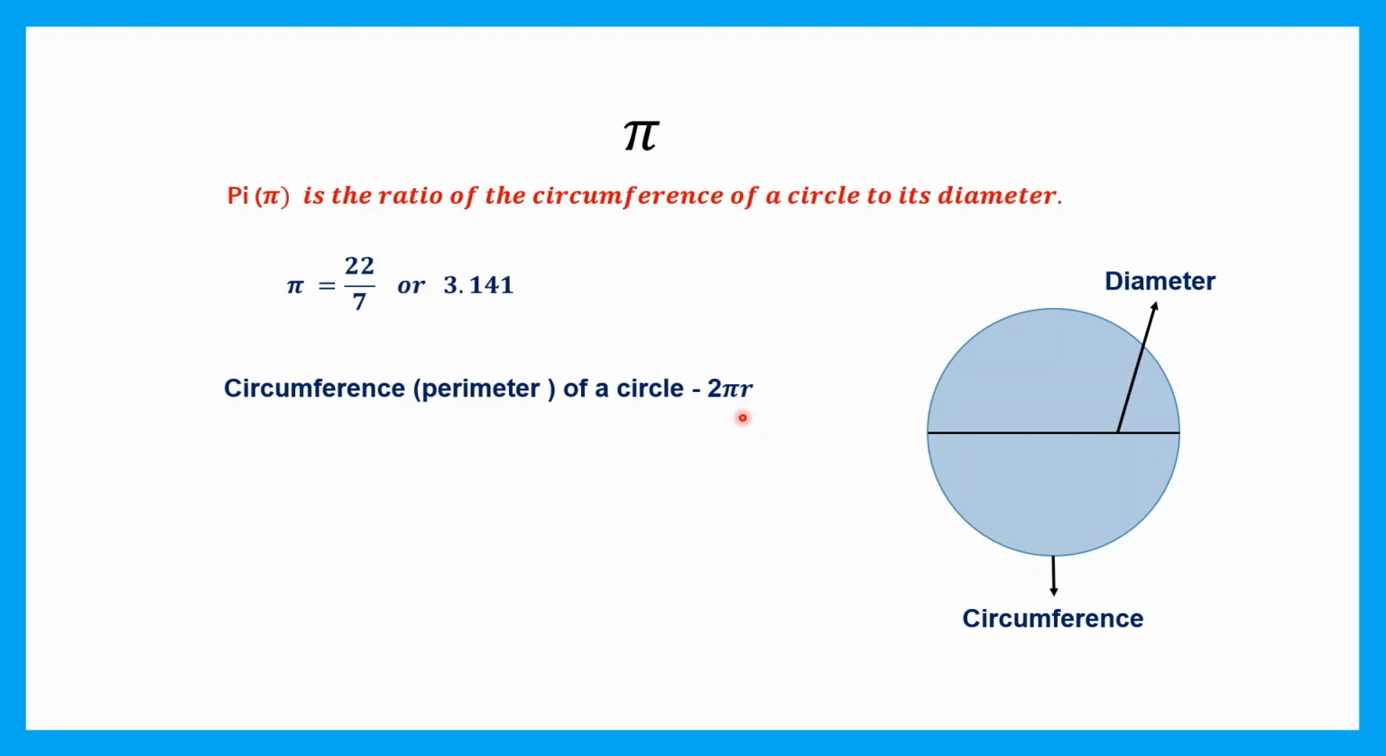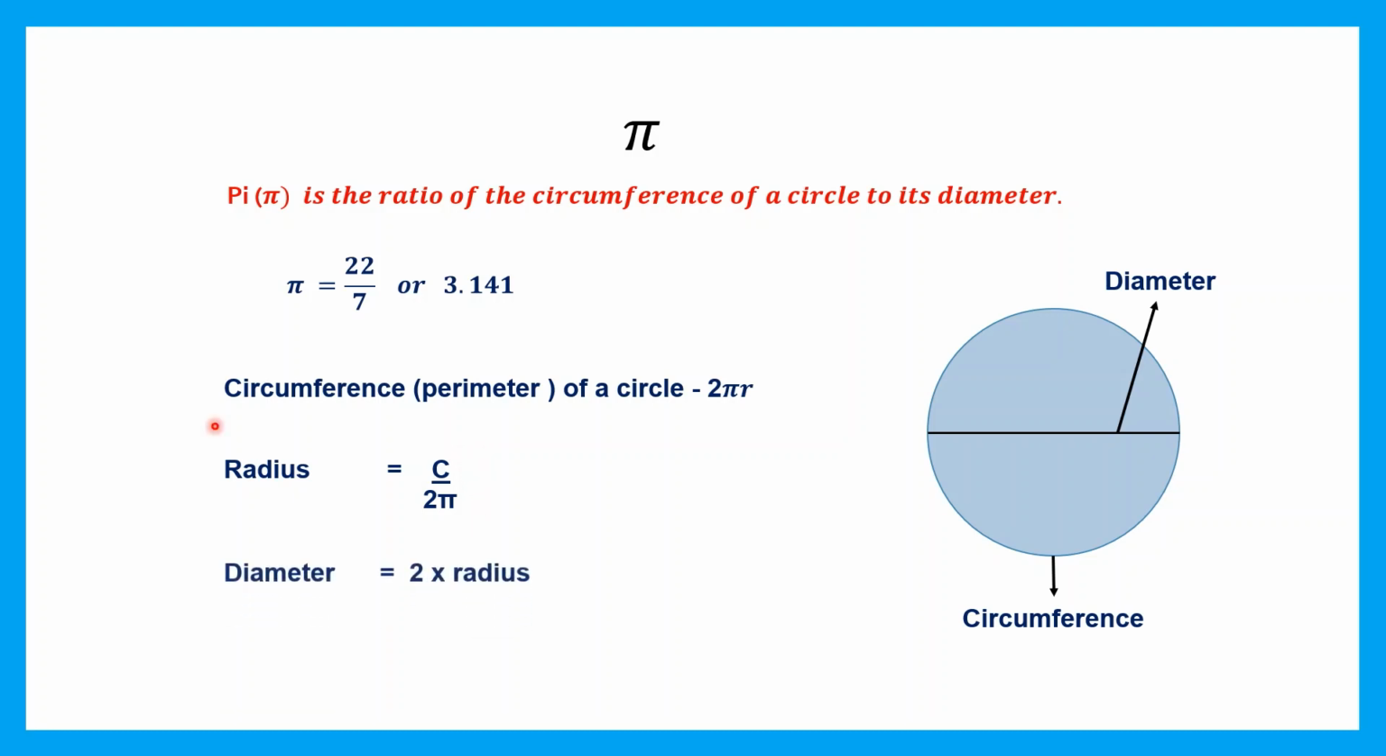Okay, and r stands for radius. Then, if you have to find the radius when the circumference of the circle is given, this is the formula: circumference by 2 pi. To find radius when circumference is given, circumference by 2 pi.